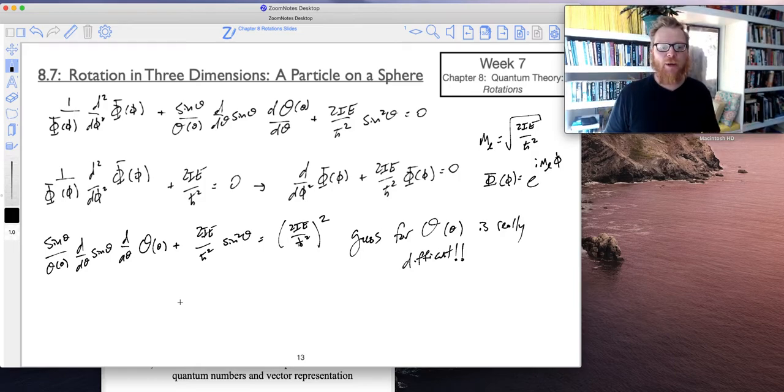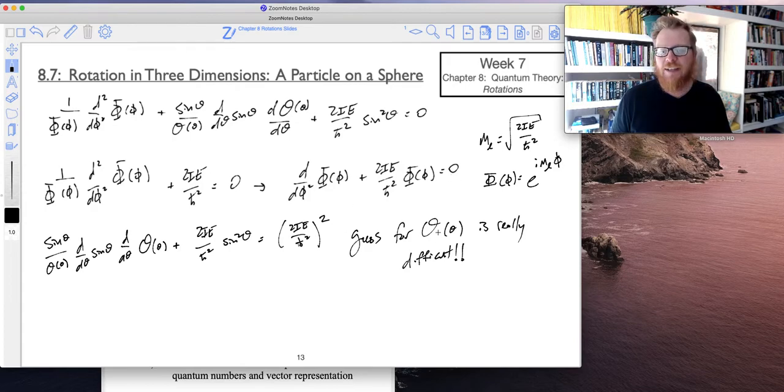I've already been flubbing around with this math for the last 10 minutes. I would have to flub around with this math for a couple of more days, or have you take partial differential equations. So we're not going to do it. We're not going to worry about solving it. But the important thing to note is our phi still has this e to the i ml phi dependence, okay?